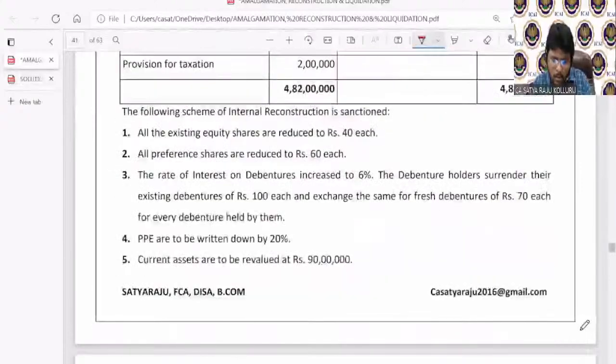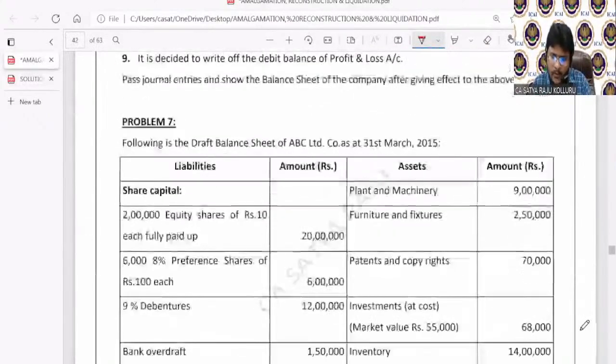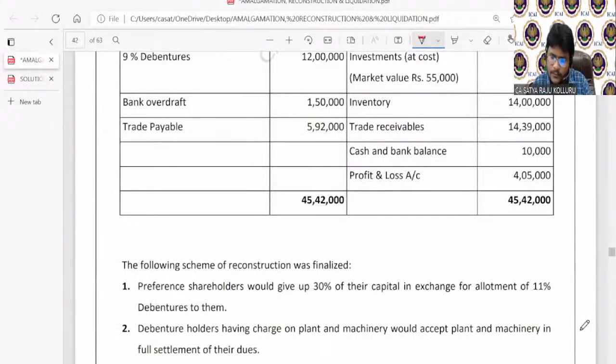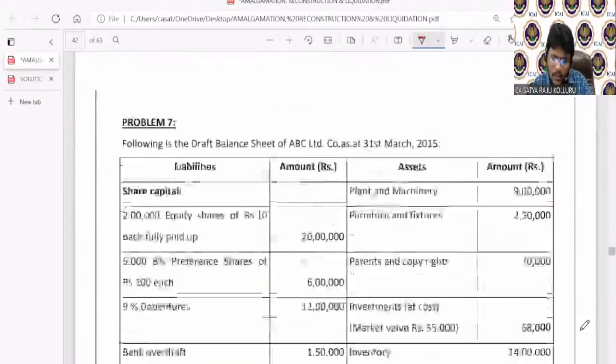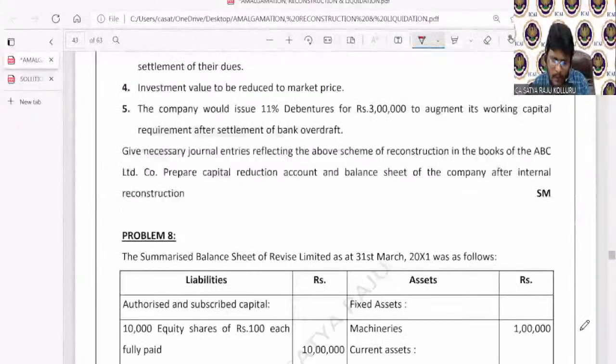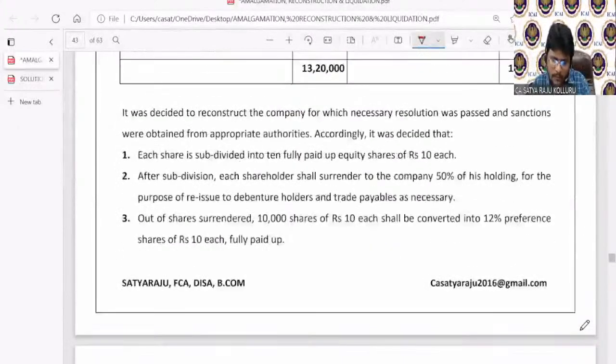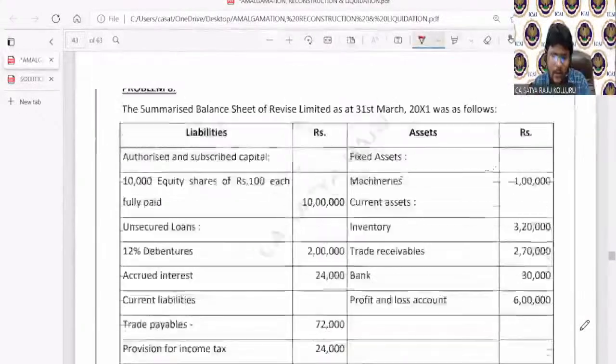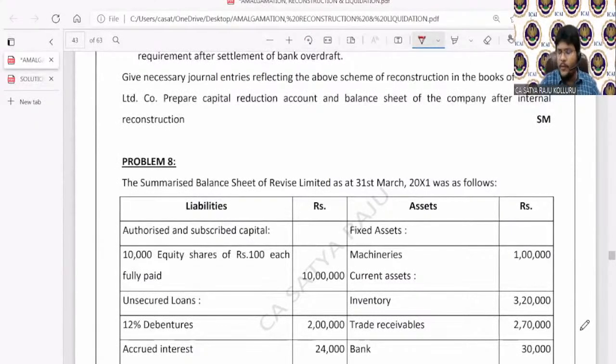The problem is problem number 8. All of you please come to problem number 8, guys. So I skipped certain problems in between. So I directly jump to problem number 8. Please all of you open problem number 8 for the discussion.